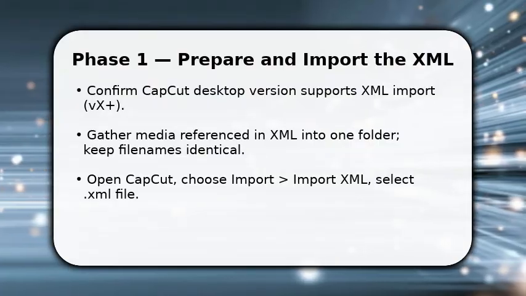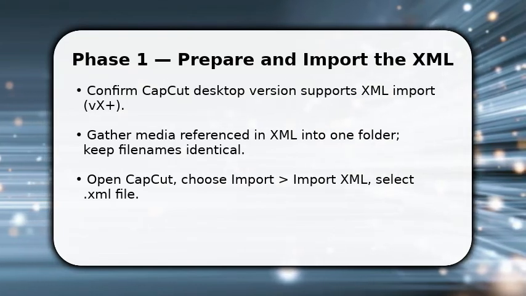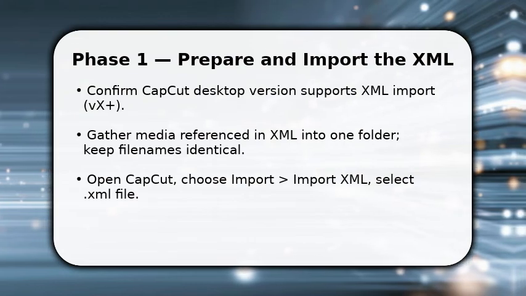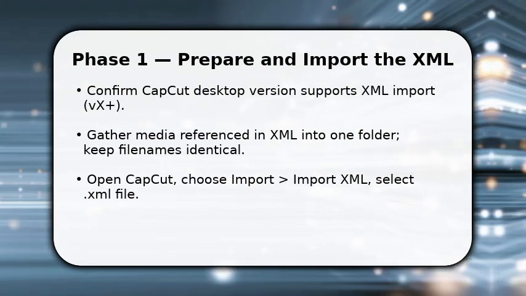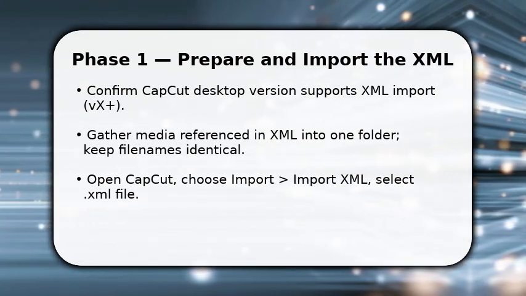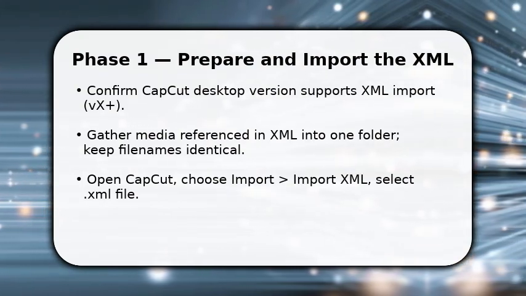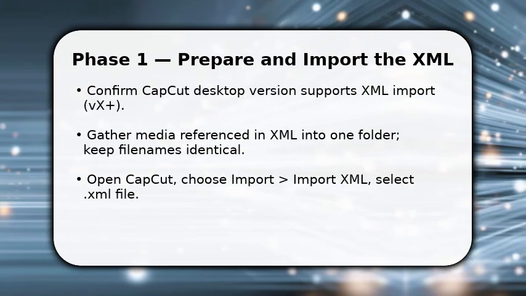You start by making sure CapCut supports XML import, check your app version, and update if needed. Once done, collect every media file the XML references into one folder so file paths match. This prevents missing clips. Next, open CapCut and use Import XML, then select the XML file.